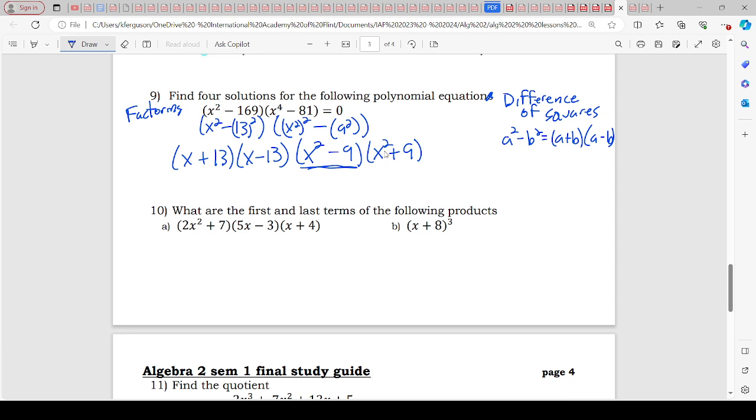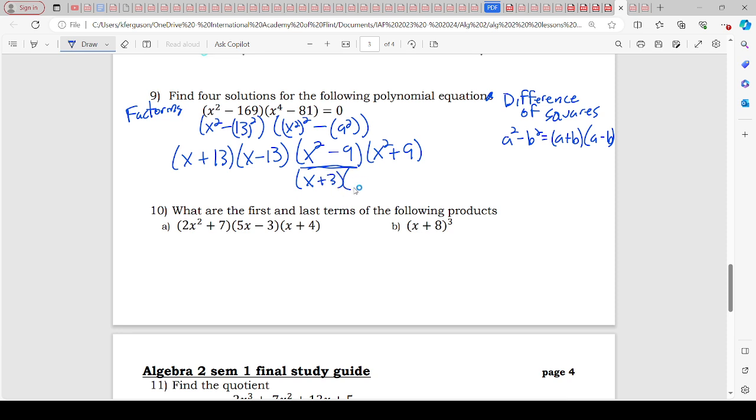Wait a minute. If you have x squared plus 9, you can't find a real solution for that. You get imaginary numbers and square roots and all kinds of ugly stuff. So we can't work with that one. But we can work with this one because this right here is also the difference of squares. Because that's x to the second power, and 9 is what? It's 3 to the second power. So I'll break that one down.